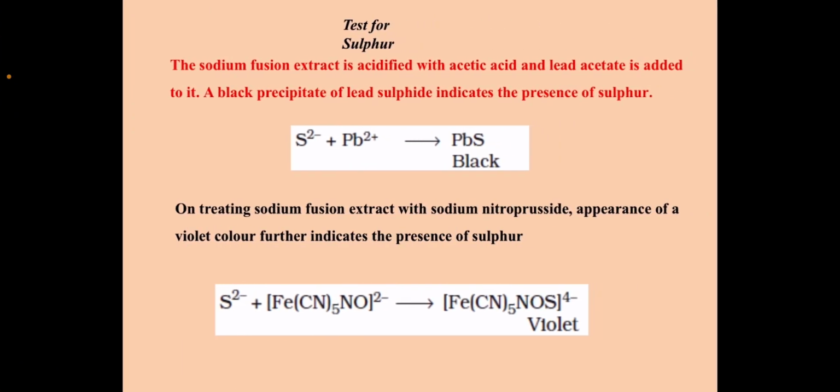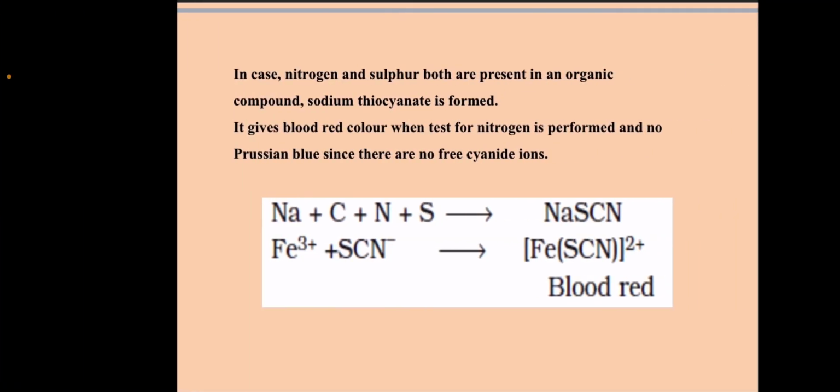Then the test for sulfur: the sodium fusion extract is acidified with acetic acid, and then lead acetate is added to it, and a black precipitate of lead sulfide indicates the presence of sulfur. So you can see the reaction, how sulfur forms lead sulfide. On treating sodium fusion extract with sodium nitroprusside, appearance of violet color further indicates the presence of sulfur.